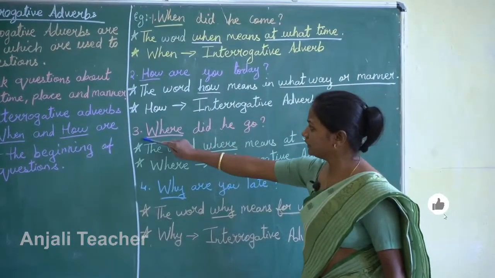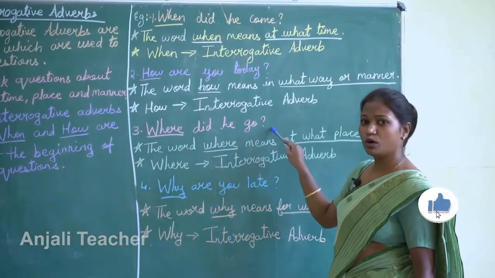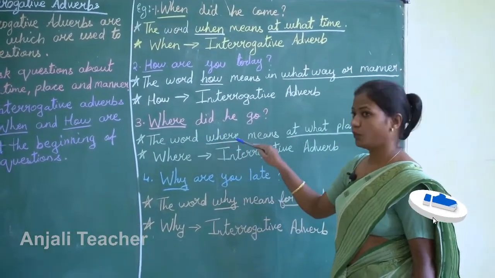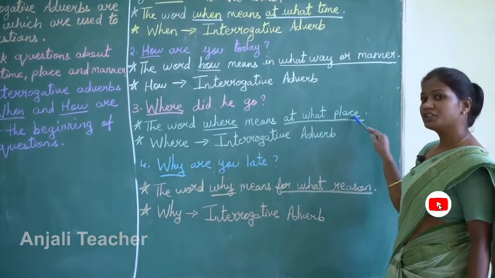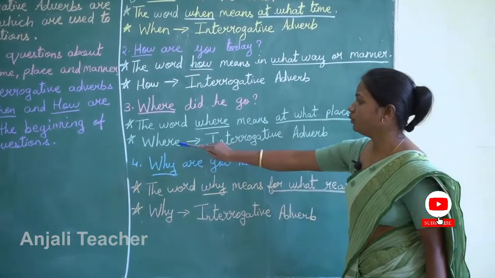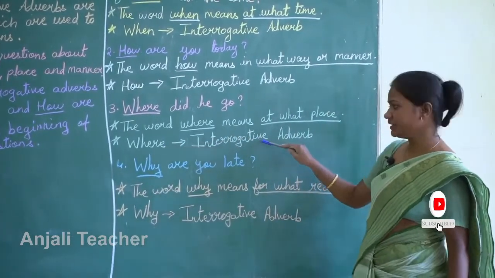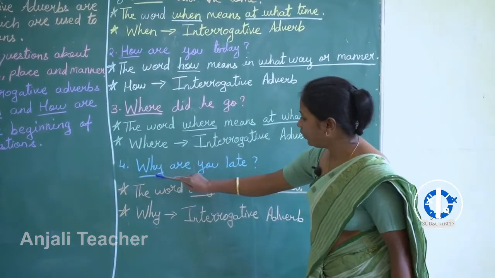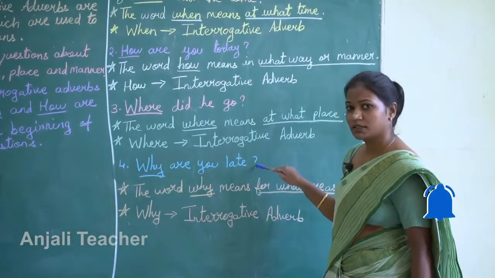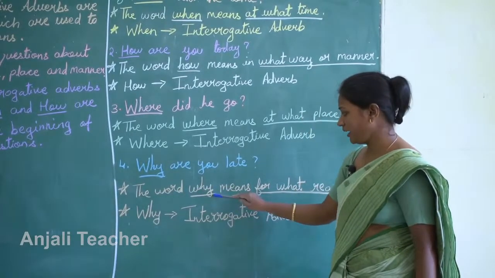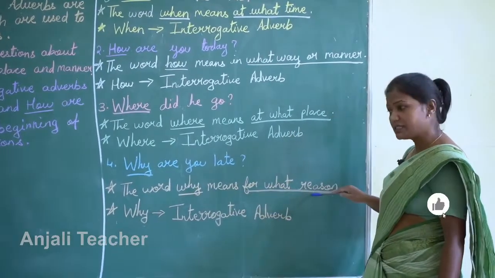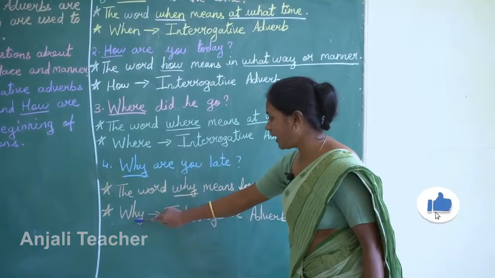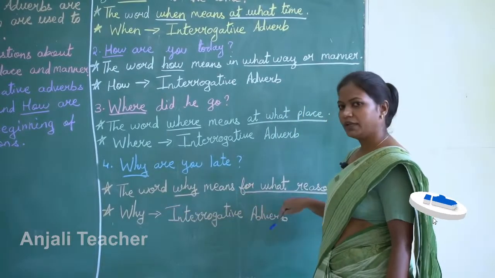Now see the third one, where did he go? The word where means at what place. So here where is the interrogative adverb. Next one, why are you late? The word why means for what reason. So here why is the interrogative adverb.